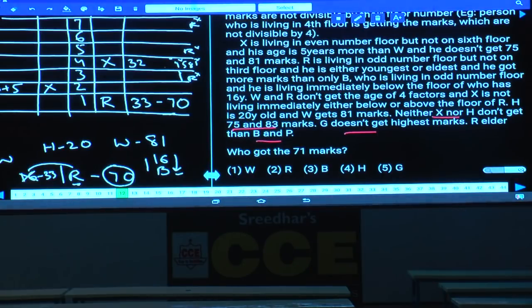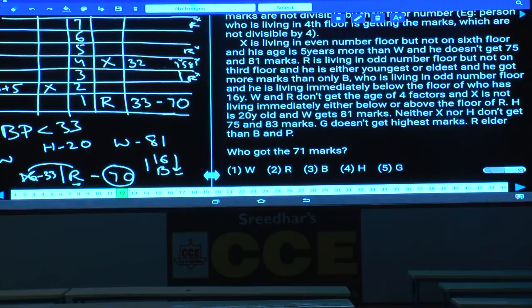As R is elder than both B and P, what is the age of this R? R is 33. Hence both these two persons, B and P, are lesser than this 33. Isn't it? Now, all the persons are lesser than this R because R is the eldest among them. Clear now? Let us go through the conditions once again.